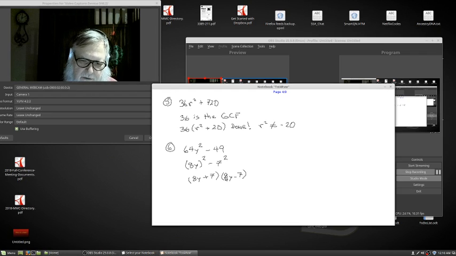And that will give us, if we FOILed this out to double check it, we'd get 8y squared, and then the product of the outside terms would be negative 56y, and the product of the inside terms is positive 56y. That adds up to 0 because they're opposites, and then we'll have a minus 7 squared.